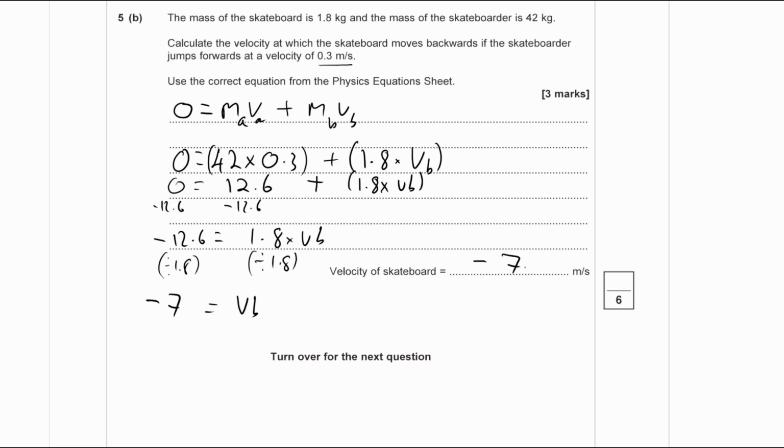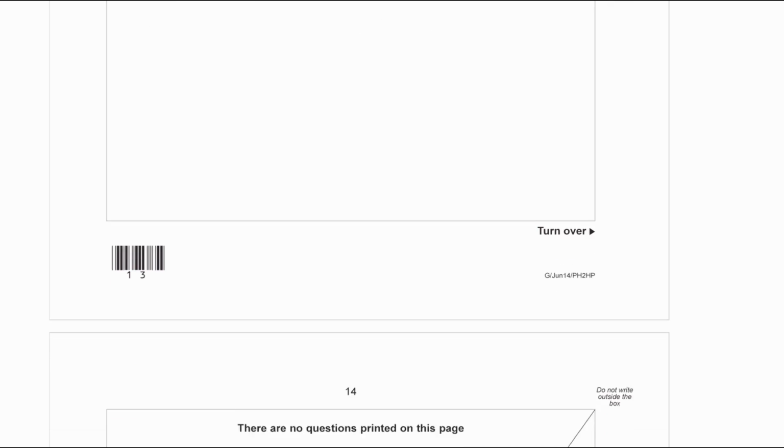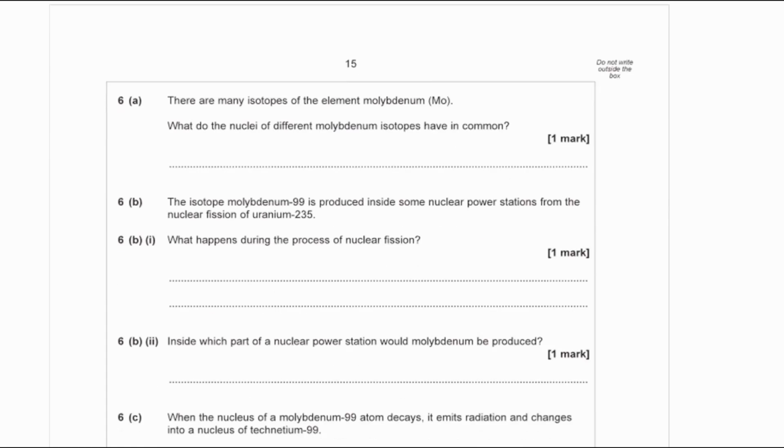All right, now you would have got all the marks if you'd have said 7 meters per second. I much rather say -7 because the skateboard and the skateboarder are traveling in opposite directions and velocity has direction. So the fact that it's negative means it's moving in the opposite direction to the skateboarder. All right, but you would have got all the marks even if you hadn't put a negative on the end. All right, let's move on now to question 6.